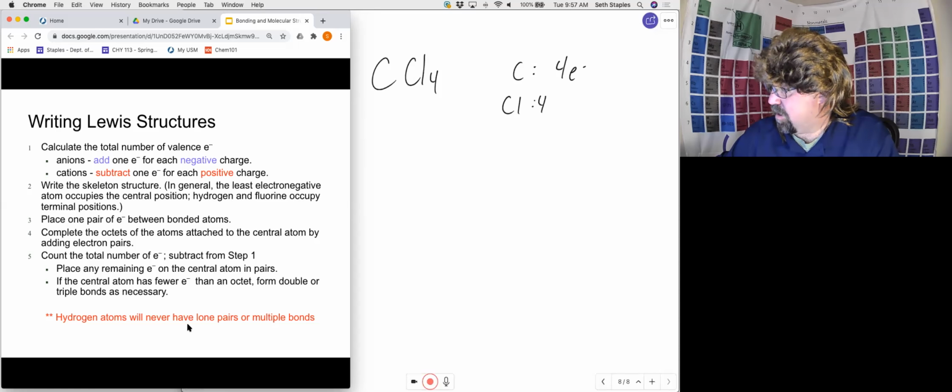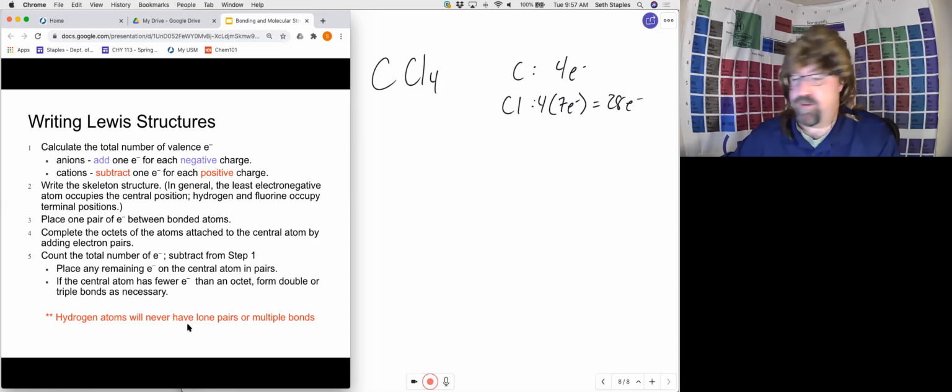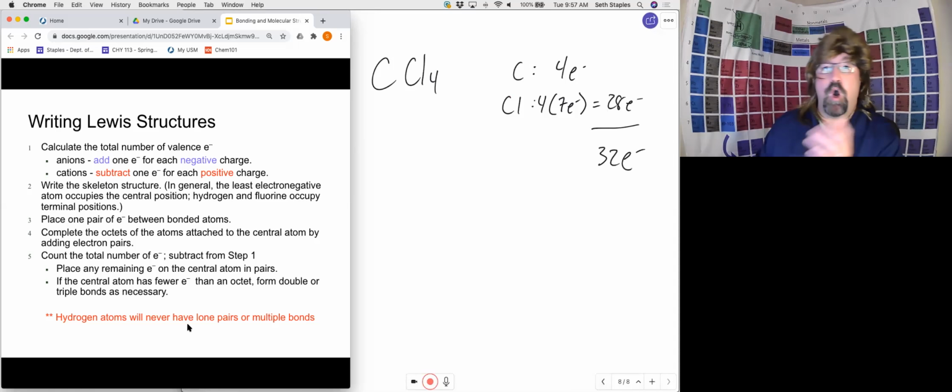Chlorine, we have 4 of them. We look on our periodic table and we see that there are 7 valence electrons in chlorine for a total of 28 electrons from chlorine, which tells us that we have 32 electrons total that we have to worry about in this compound. And so then we're going to write out our skeleton structure.